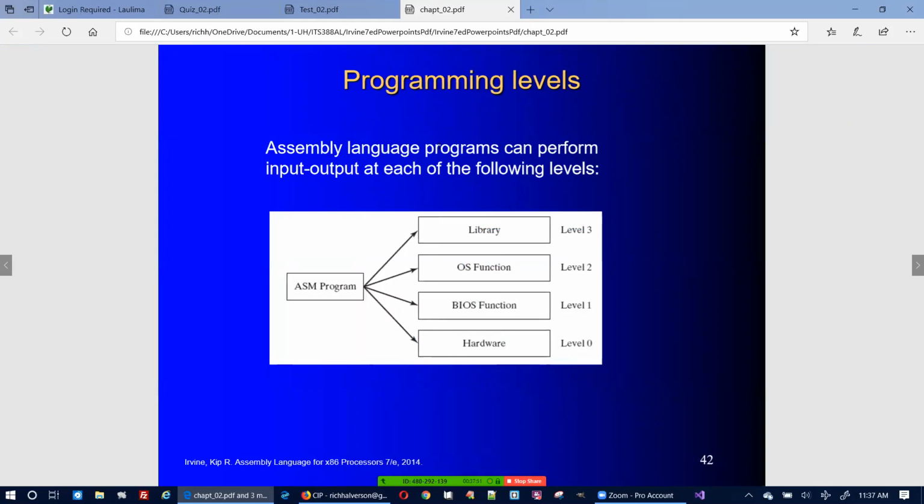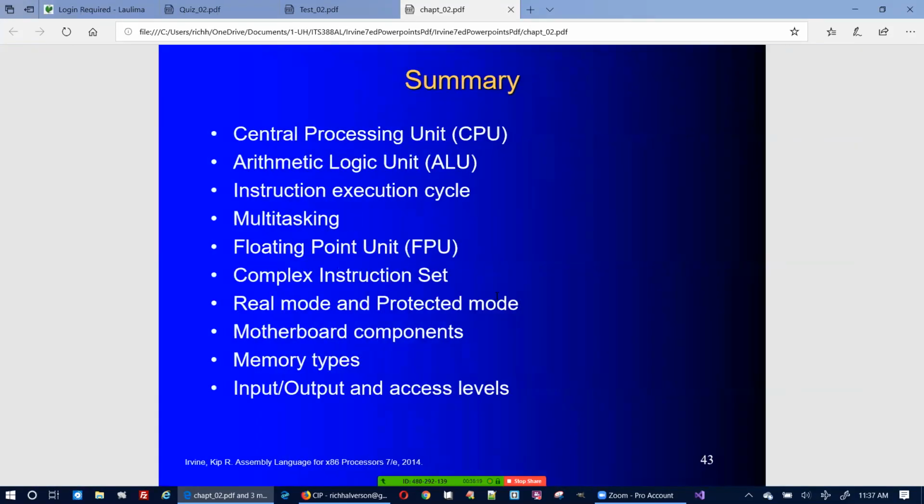Assembly language programs can perform input-output at each of the levels. You're either reading and writing ports directly using instructions, or a BIOS function is usually a method. It's in assembly language. It's called a subroutine. That's in the BIOS, and if you want the assembly language program to write something to the screen, you will call a library function someplace, and it'll take care of that for you.